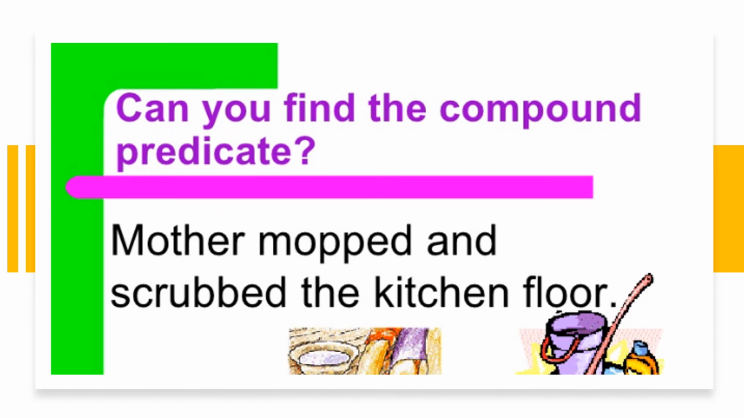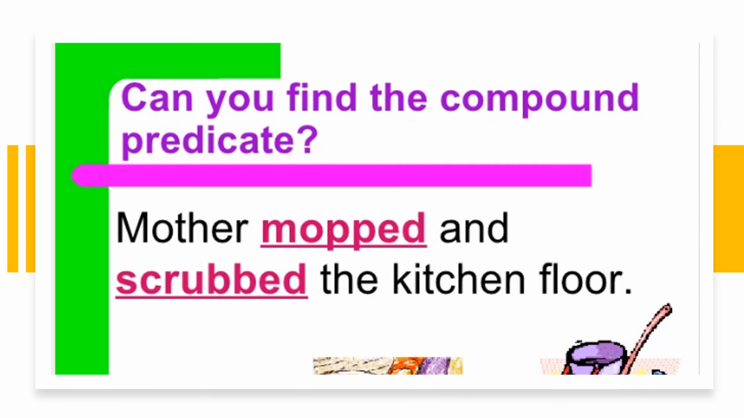Can you find the compound predicate here? Mother mopped and scrubbed the kitchen floor. So here, there's one subject, mother, that's doing a compound predicate, mopped and scrubbed. This is a simple sentence with a compound predicate, mopped and scrubbed.